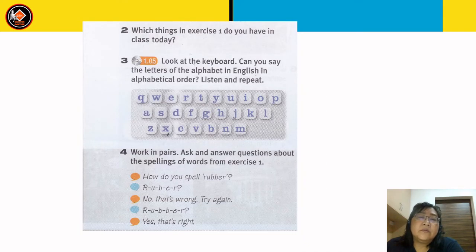Now for number 2, which things in exercise 1 do you have in class today? So now you are going to listen. Look at the keyboard. Can you say the letters of the alphabet in English in alphabetical order? So listen and repeat. Then you can work in pairs, ask and answer questions about the spellings of words from exercise 1. For example, how do you spell rubber?